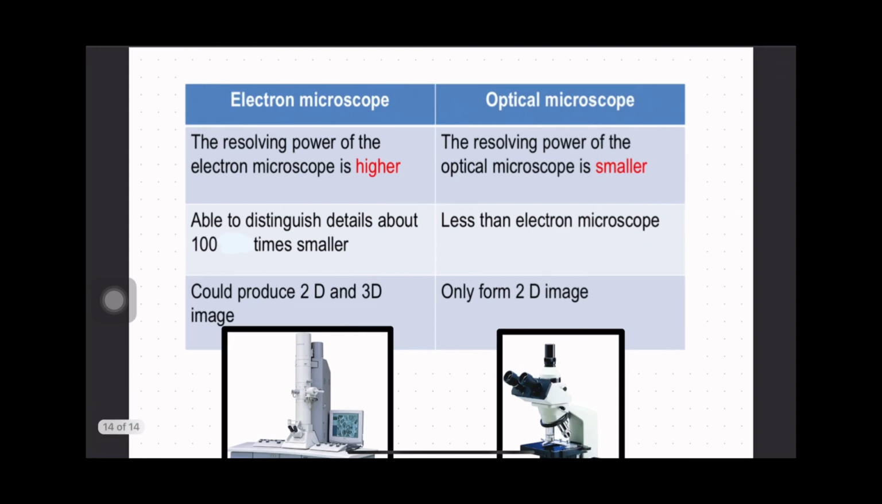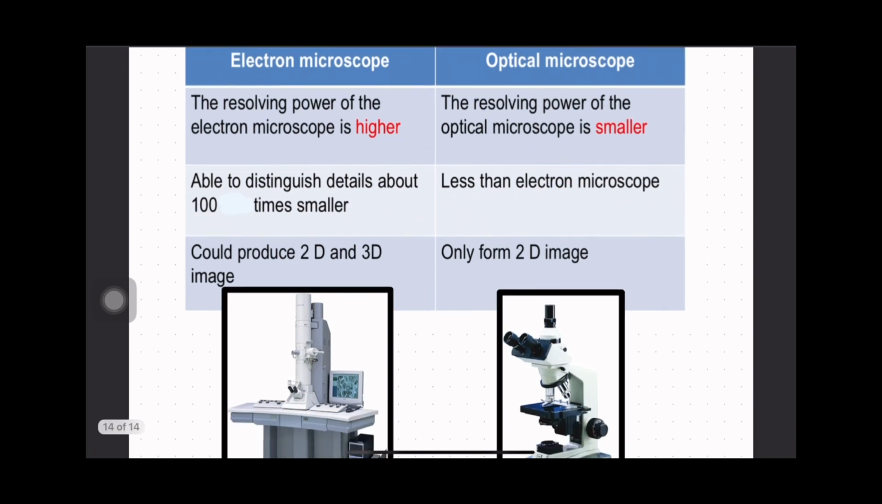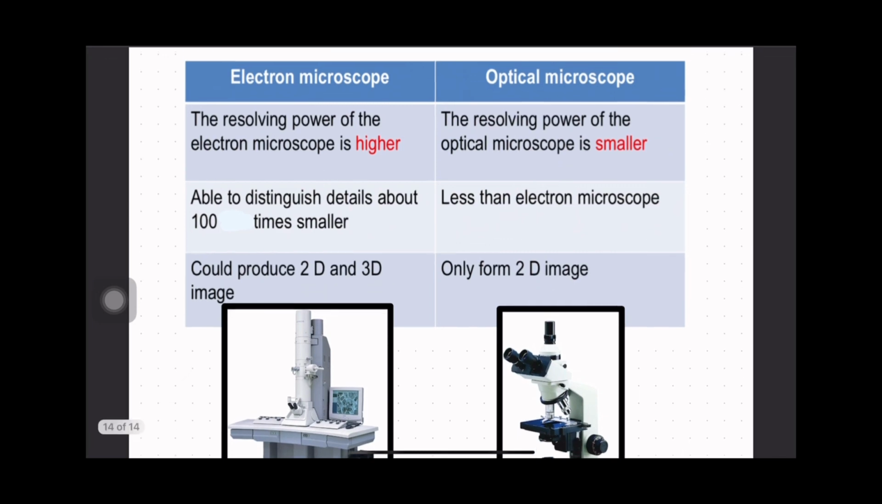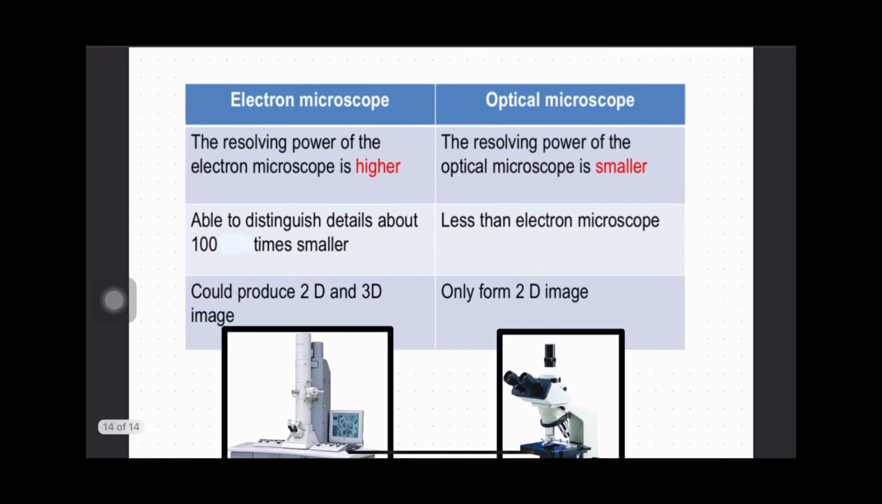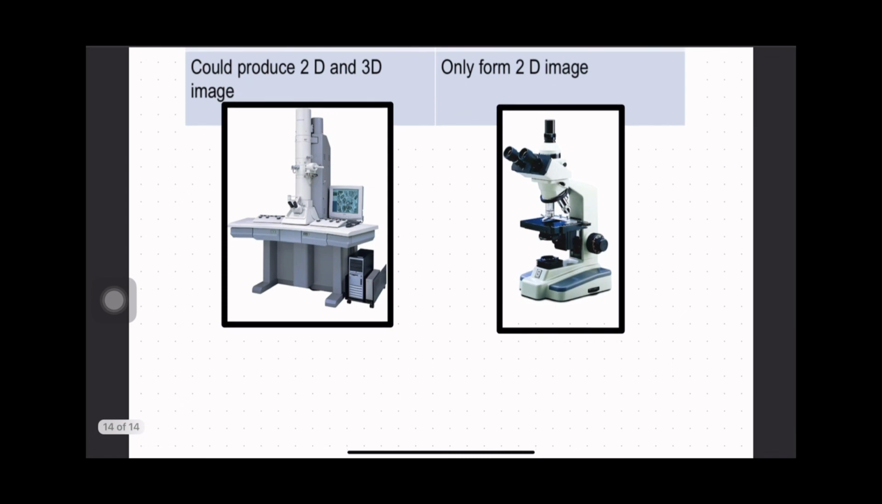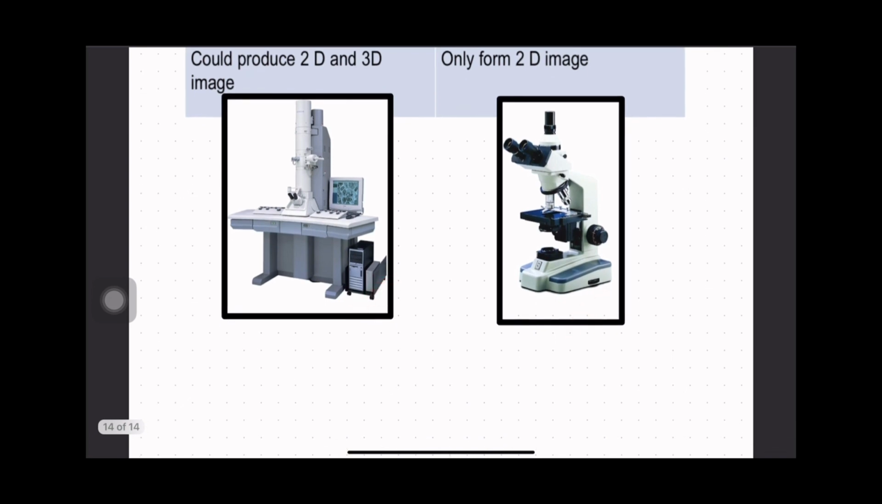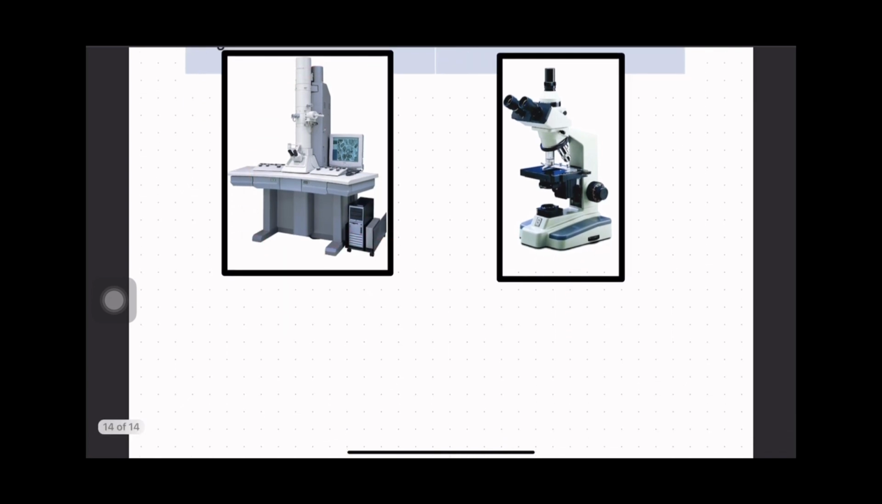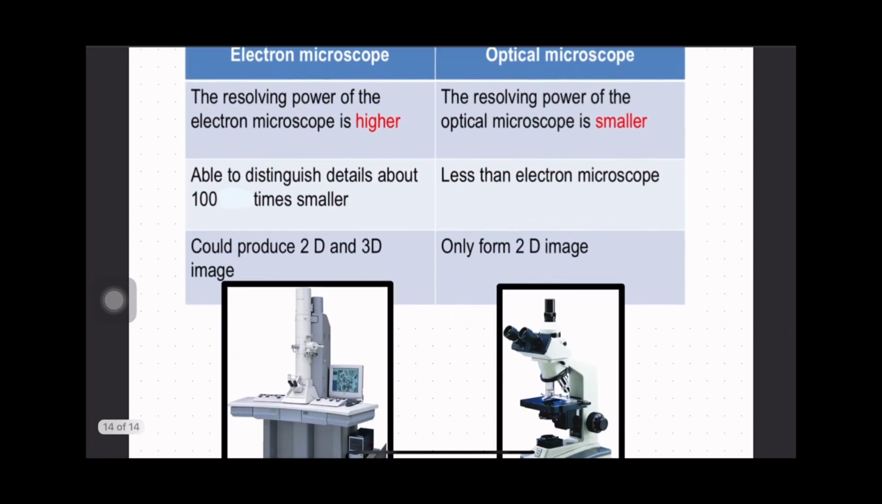Okay, so this is the difference between electron microscope and optical microscope. The resolving power of the electron microscope is higher. The resolving power of the optical microscope is smaller compared to the electron microscope. Able to distinguish details about 100 times smaller than the optical microscope. Of course, electron microscopes could produce 2D and 3D images, but the optical microscope only forms 2D images. Okay, this is the gambar lah. Okay, that's all for this chapter. Okay, bye.